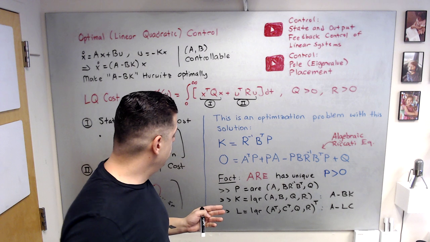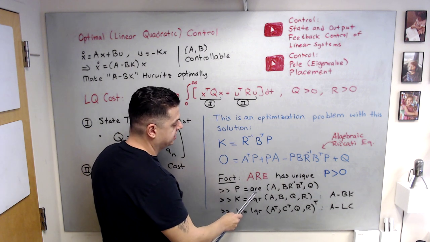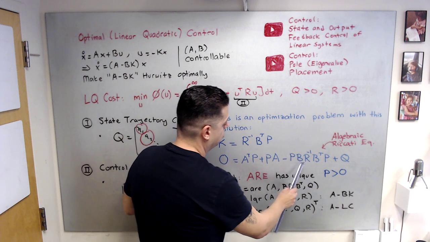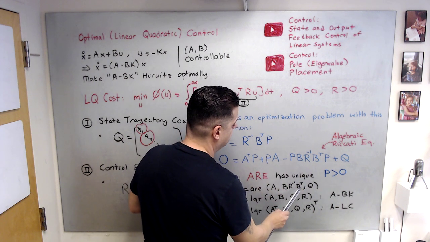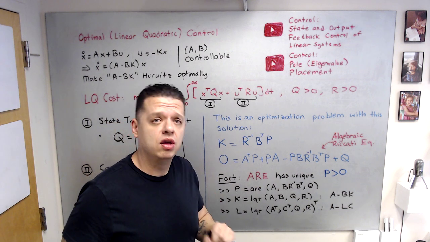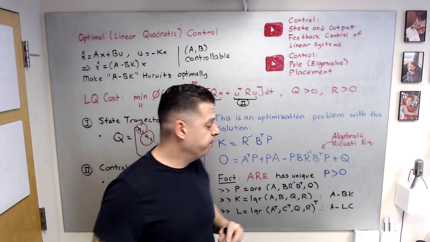If you want to do this in MATLAB, you can choose P using the algebraic Riccati equation command. You put A, you put this portion, B, R inverse, B transpose, and Q. It will give you the positive definite unique solution P.